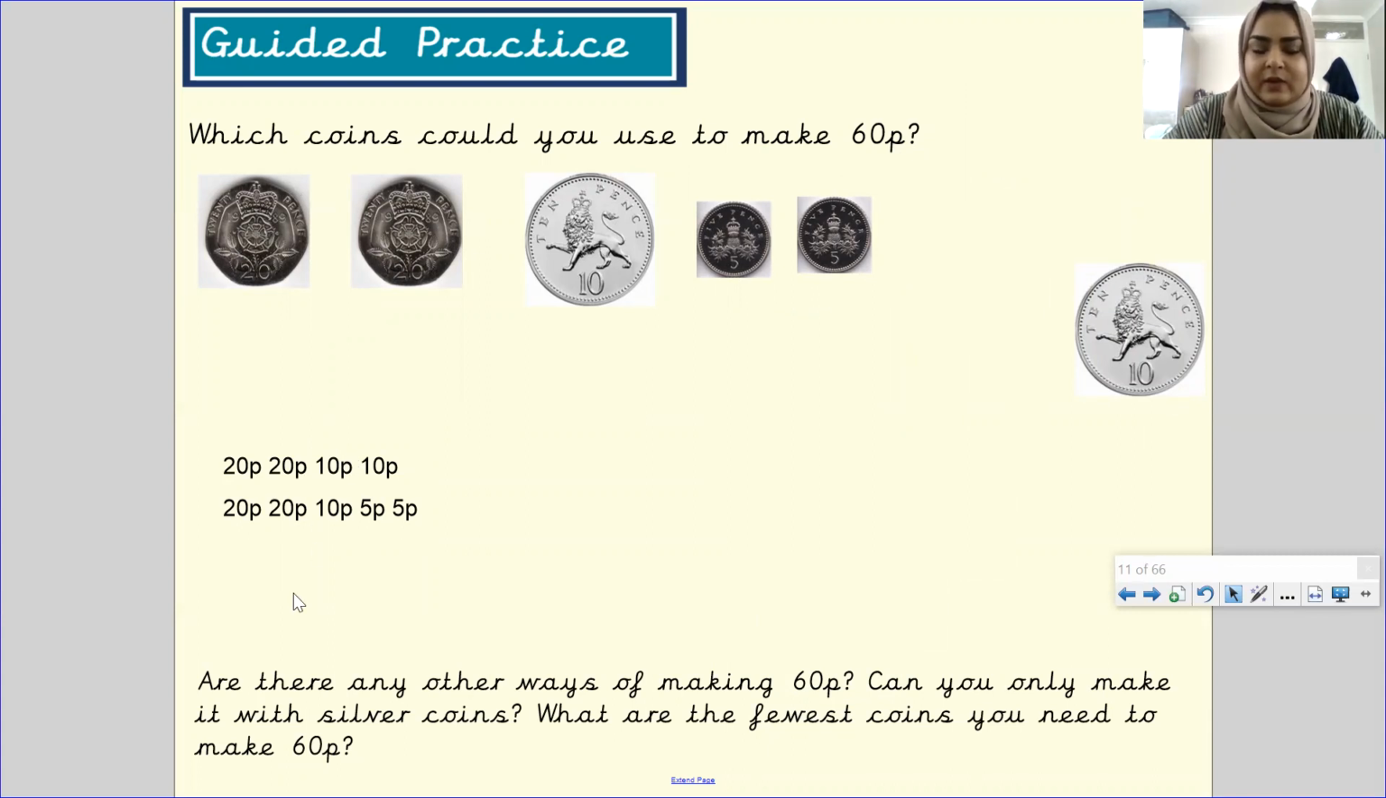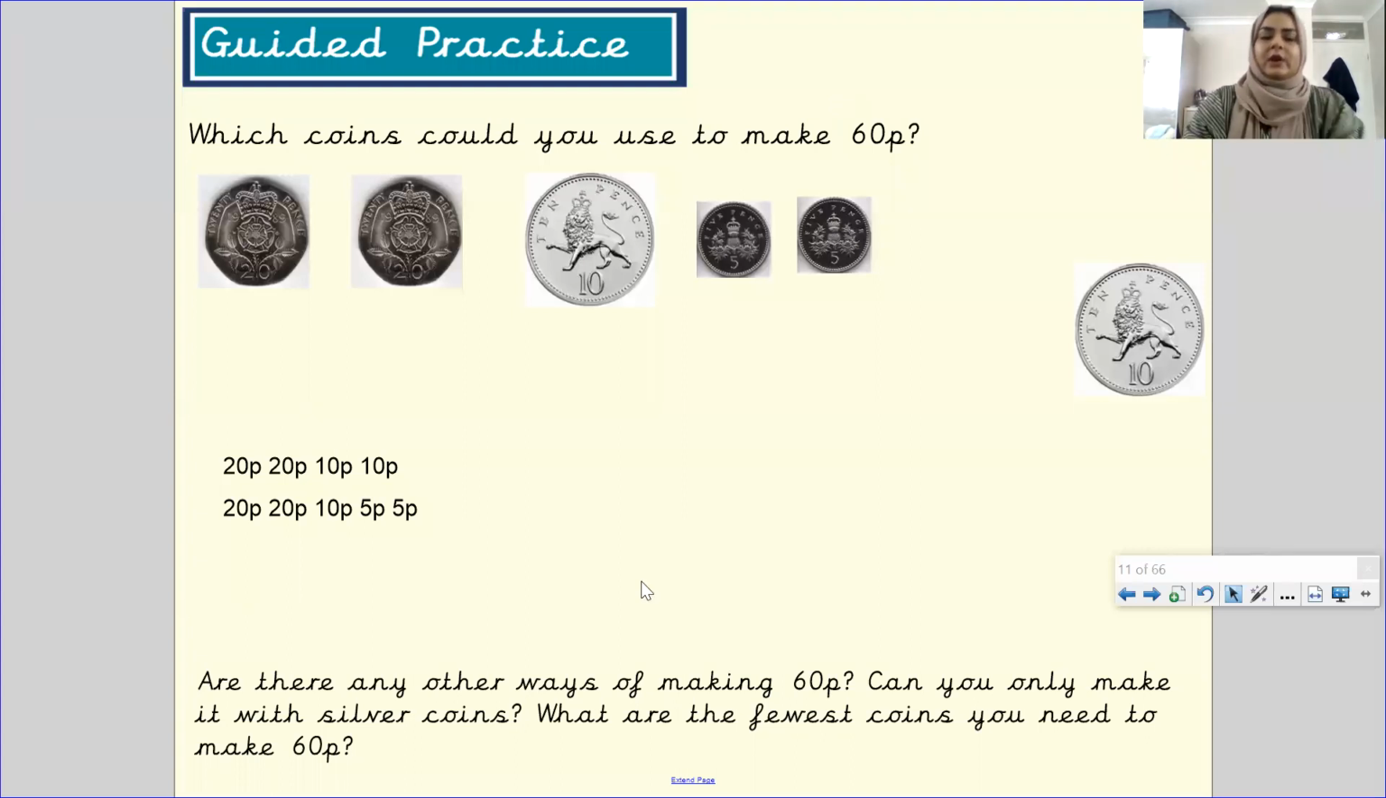So you could make it with the brown copper coins, but the brown copper coins means that you'll be using a lot more of them. So there'll be many. So the fewest way of actually making 60p is using the silver coins, but there's one silver coin missing here. What do you think it is? Pause the screen and think about it.